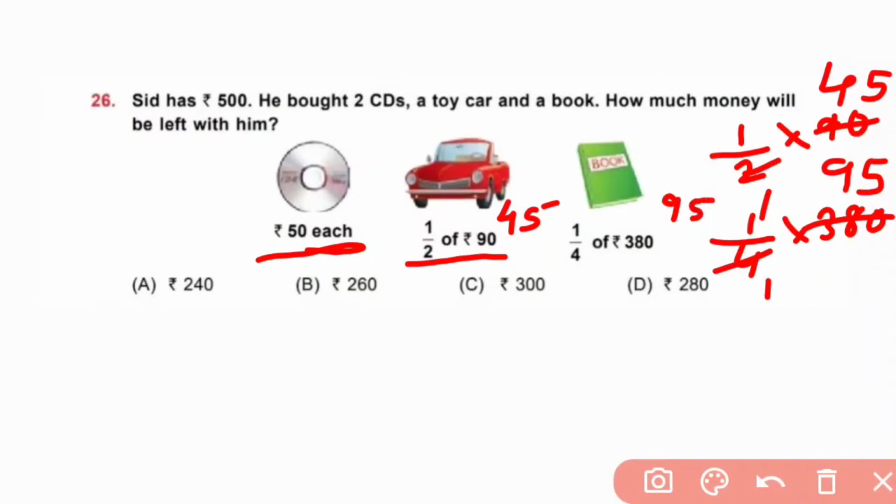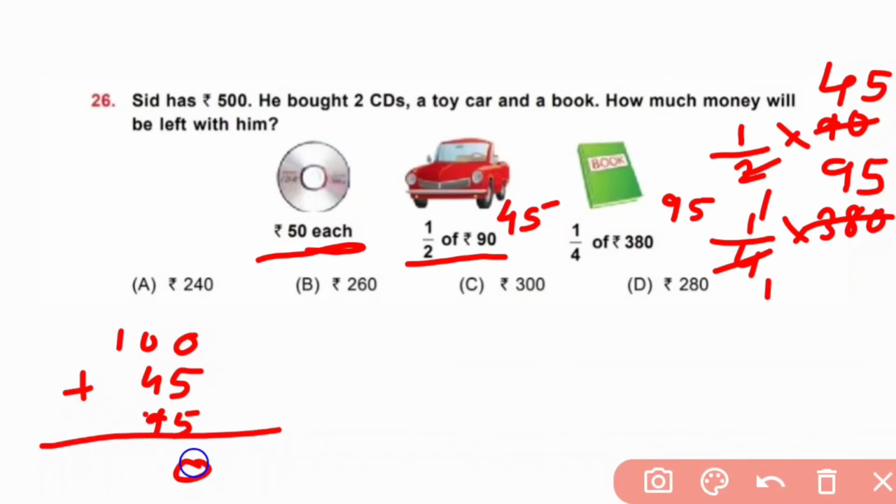So he brought 2 CD. One CD is for 50 rupees. So 2 CDs for 100 rupees. A toy car. Toy car is for 45 rupees. And a book. One book for 95 rupees. And total means addition. 5 plus 5 is 0. 1 carryover. 1 plus 9 is 10. 10 plus 4 is 14. 1 carryover and 1 plus 1 is 2. So total he spent 240 rupees.